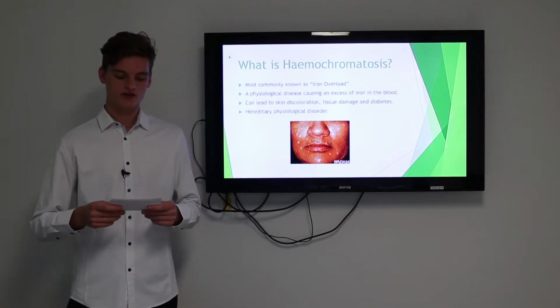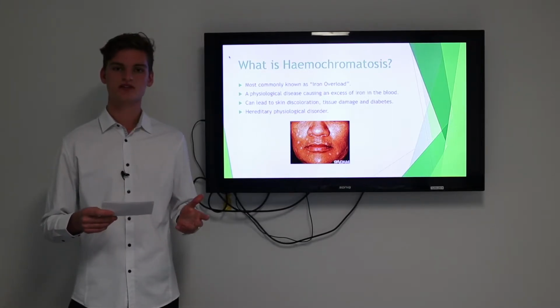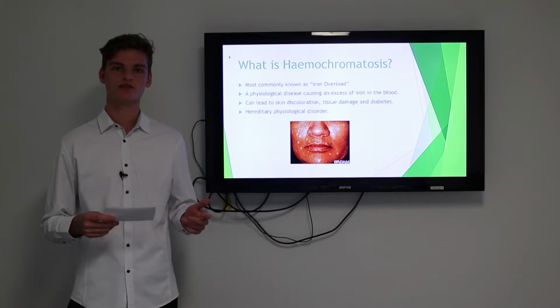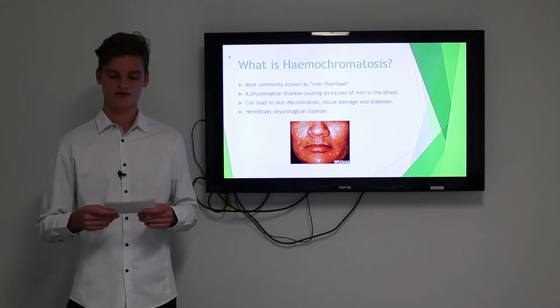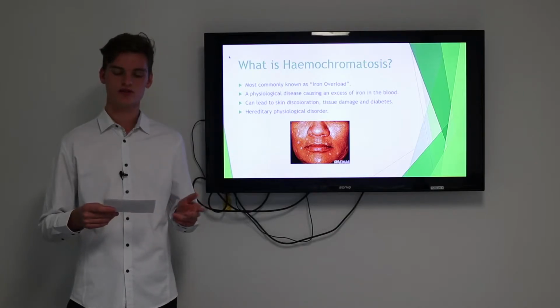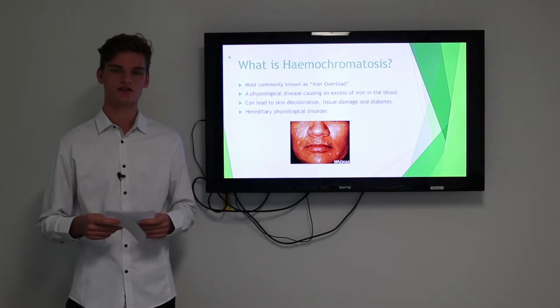So haemochromatosis, or as it is most commonly known, iron overload, is a physiological disease in which there is an excess amount of iron in the blood. This leads to the deposition of iron salts in tissues around the body, which can lead to liver damage, diabetes, and brown discoloration of the skin.